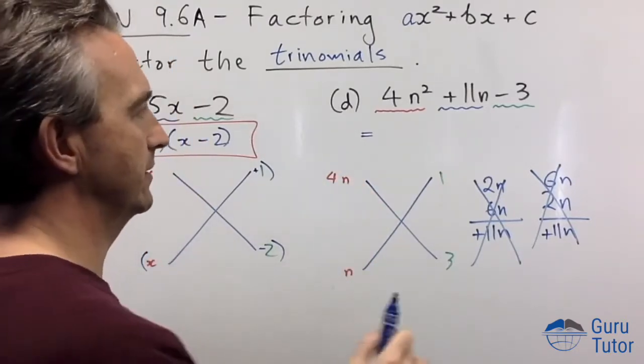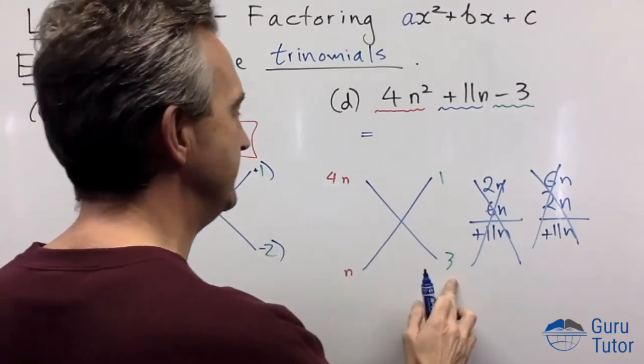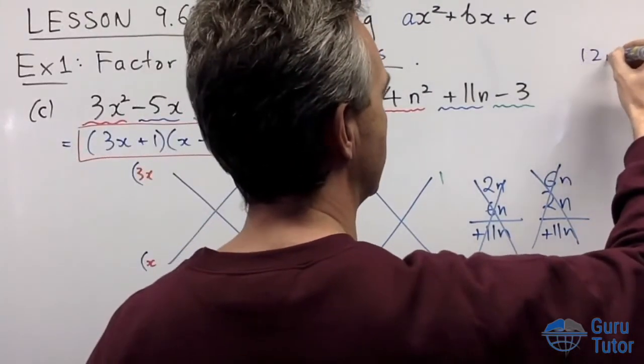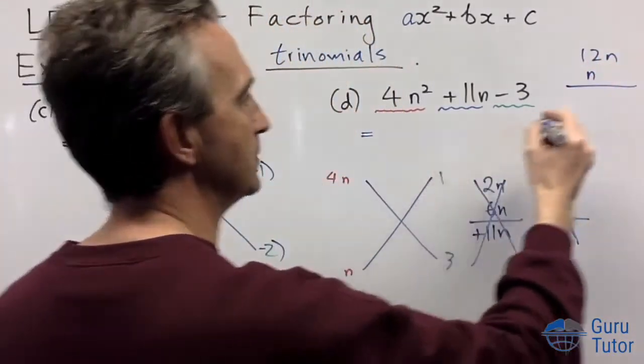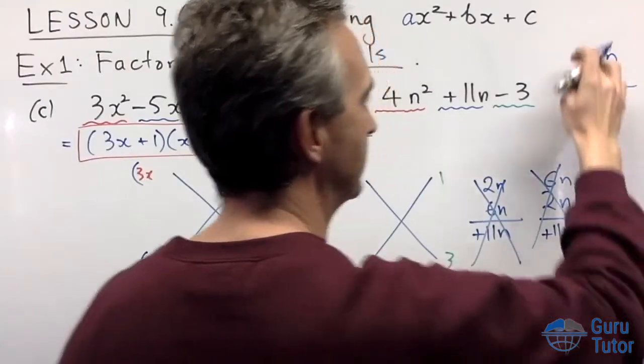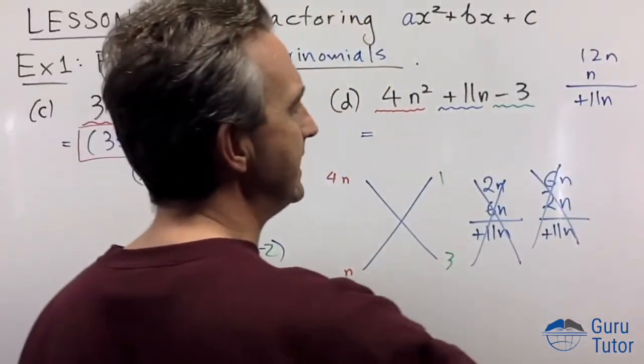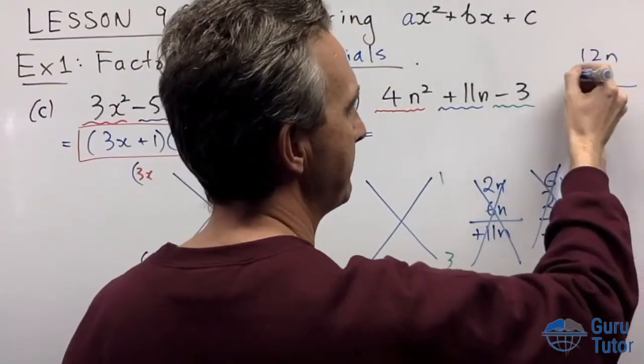Now let's give it a try. 4n times 3 gives 12n. n times 1 is n. Can that give a sum of plus 11n if we play around with the pluses and minus? Yes, it can. So what do we need? We need a plus 12n minus 1n.